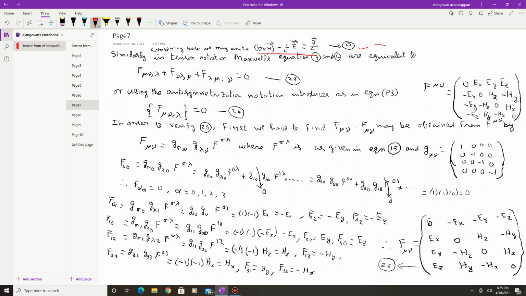This is same as equation 1. So Maxwell's equation 1 and 2 that we have obtained. So we have obtained three equations. One is the equation of continuity in tensor form, and Maxwell's equation 1 and 2, which is the source equation, that can also be expressed in tensor form.